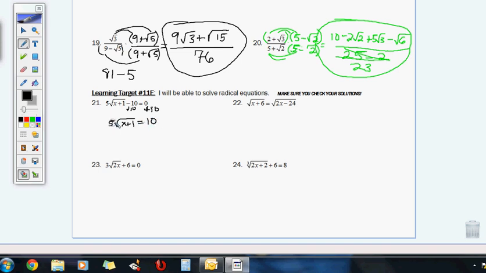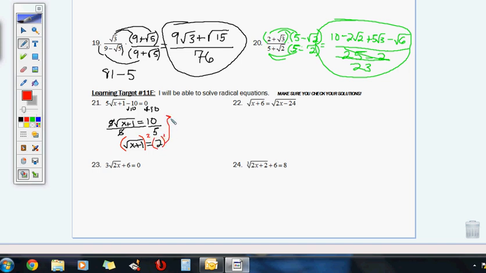And then this is 5 times the radical. The radical's not alone yet, so I want to divide by 5. That cancels here, and it's going to create a 2 on the right side. So we're going to have root x plus 1 equals 2. All right, then the next step after we get the radical alone would be to square both sides.